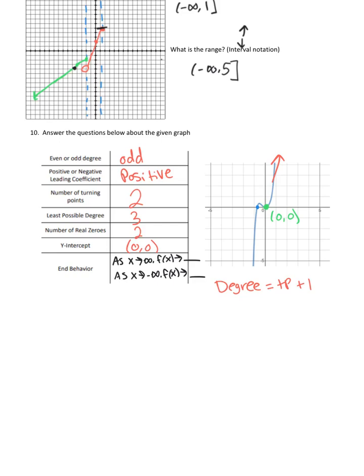So as x goes towards positive infinity, means you're looking at the right half of the graph. The right half of the graph is pointing up towards positive infinity. As x goes to negative infinity, means you're looking at the left half of the graph, and the left half goes down towards negative infinity.